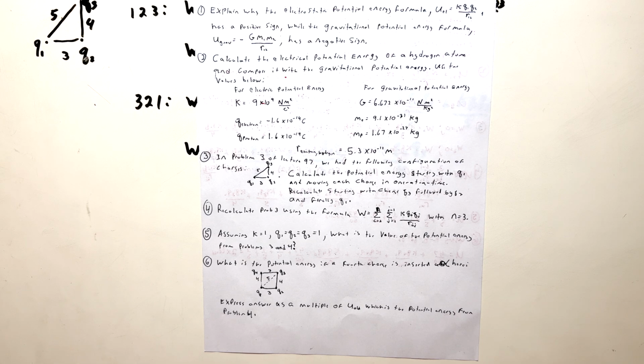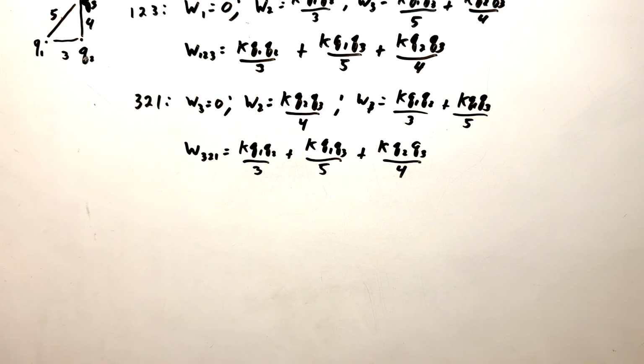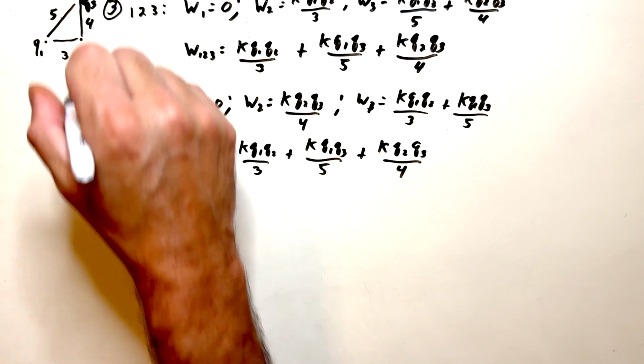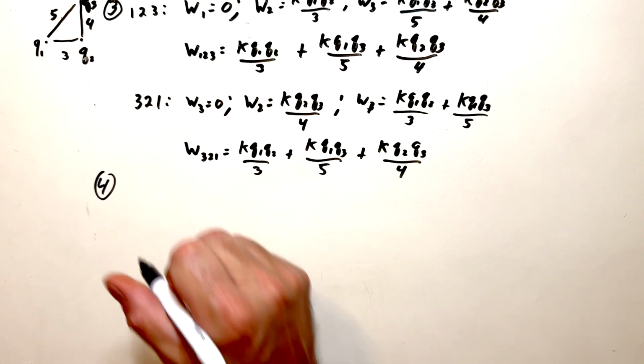Okay, problem number 4. Recalculate problem 3 using the formula, and there's the formula. And we're going to use n equal to 3. Okay, so I'll just work it right below here. I'll make a note that this was problem number 3, and this will be problem number 4.